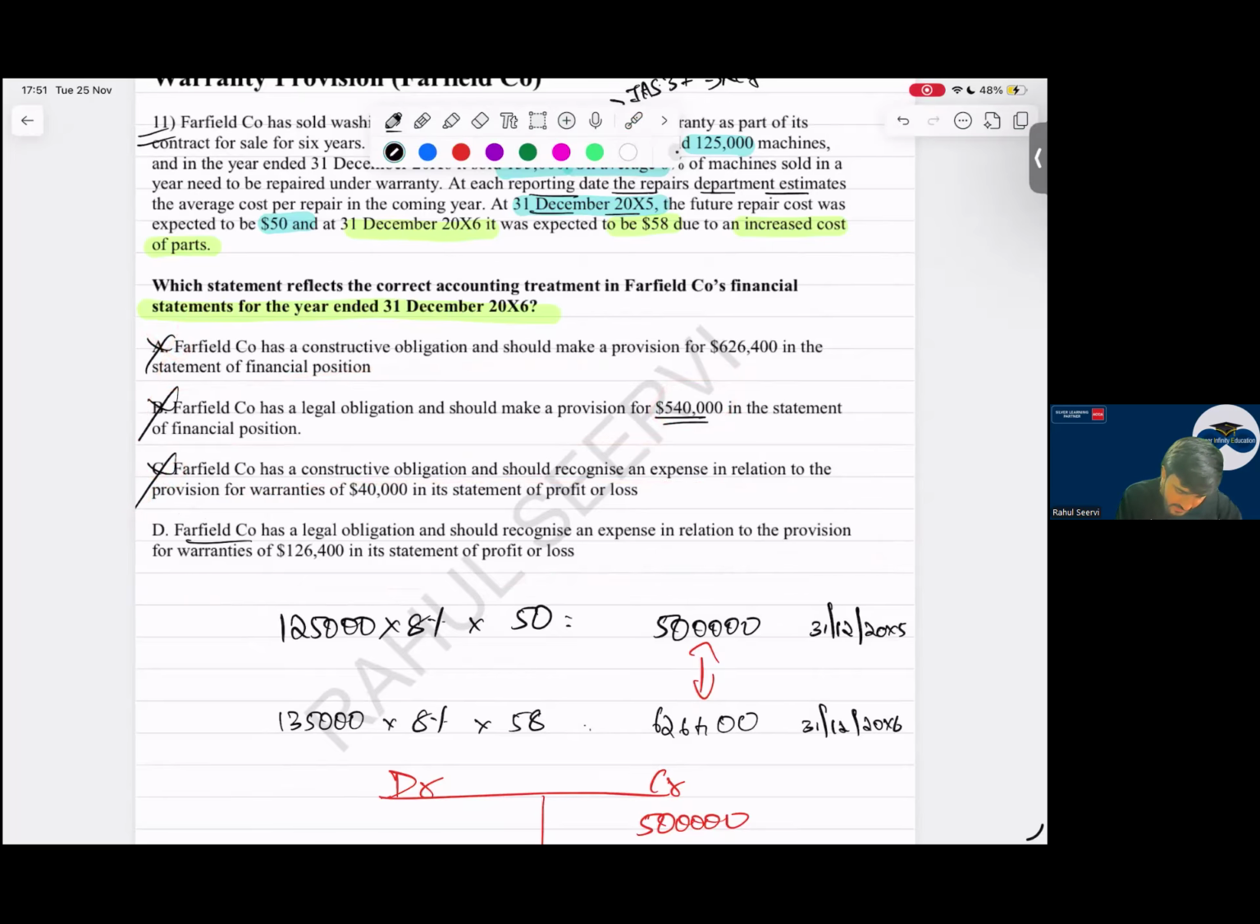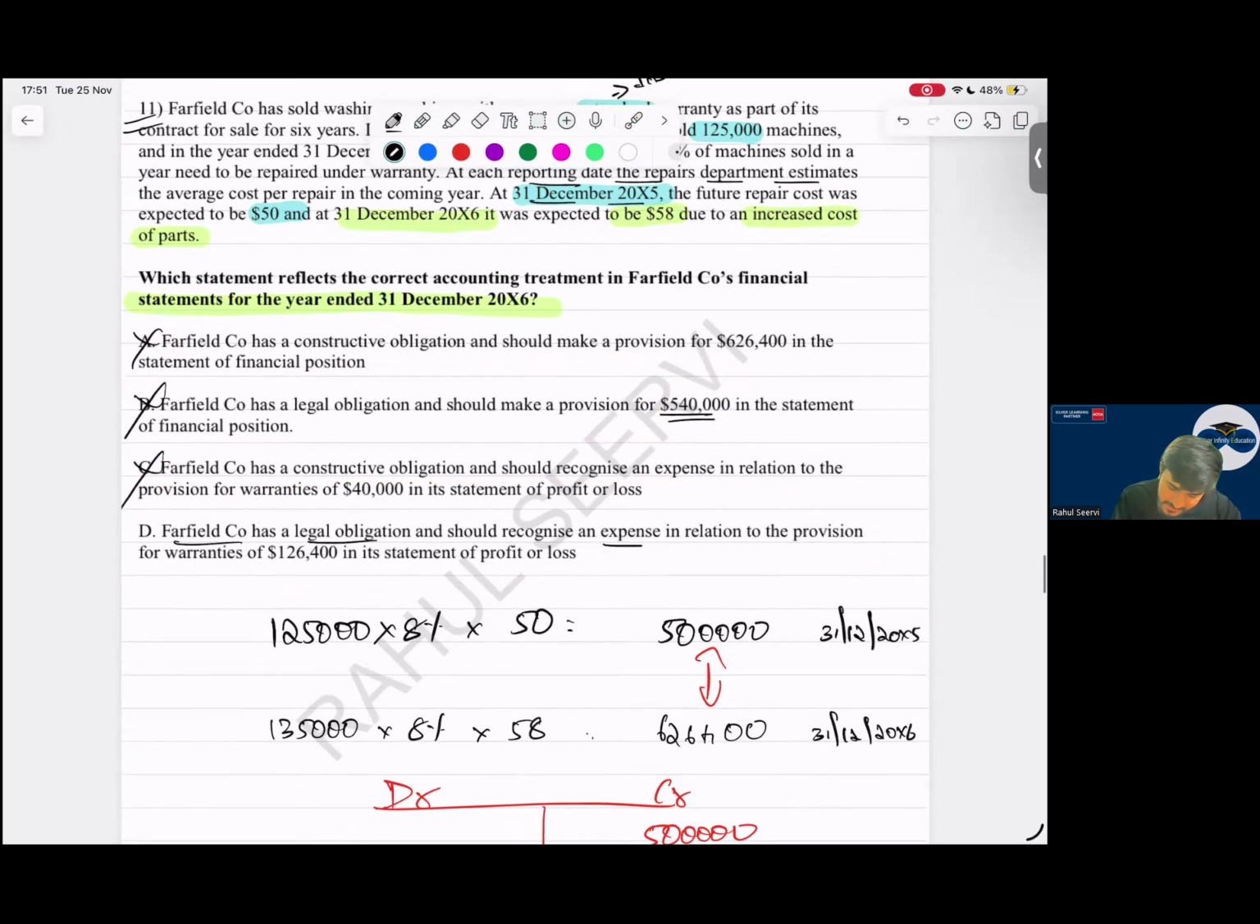Then F has a legal obligation and should recognize an expense in relation to provision for warranties of 126,400 in the statement of profit and loss. See, if you remember in the class we've done 3 to 4 questions regarding this topic. In provisions we had done 4 to 6 questions, the basic question, same question. But there we were calculating for the balance sheet, here we are calculating for P&L, the difference between opening and closing value. Yes, sir.